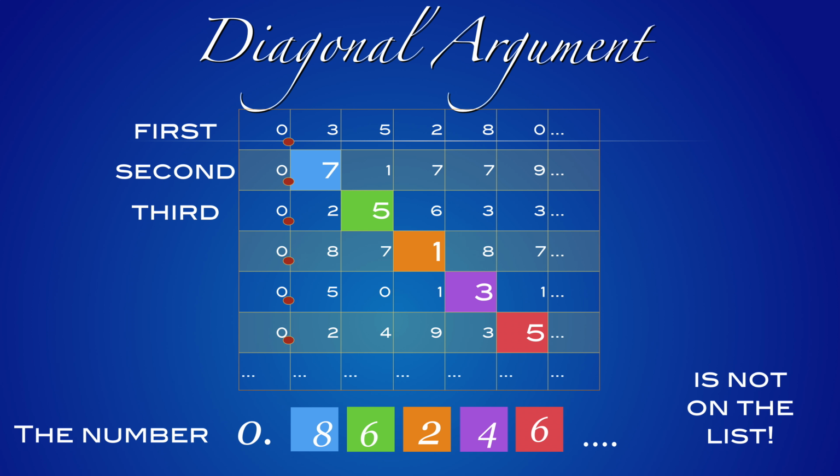It cannot be the first number because it is different in the first digit. First number, 8 doesn't match 7. Second digit also, third digit, all the digits are different. This number 0.86246 is not in the list of this enumeration. So that's the Cantor diagonal argument.